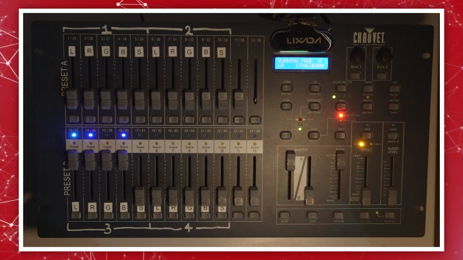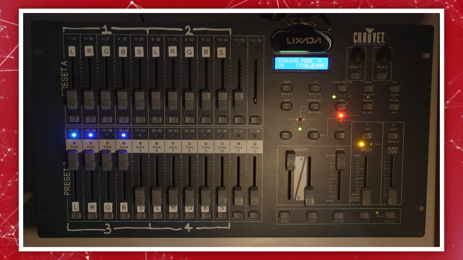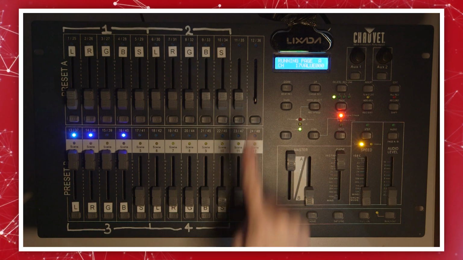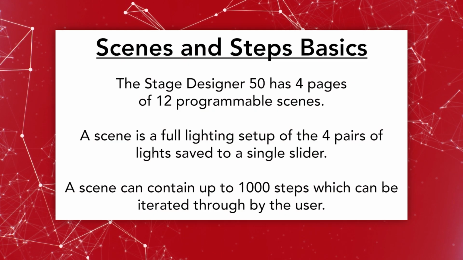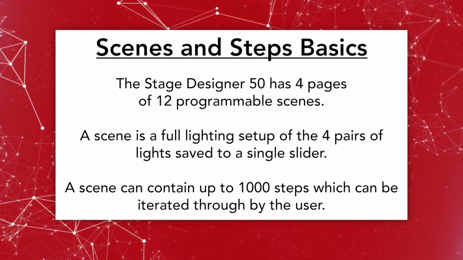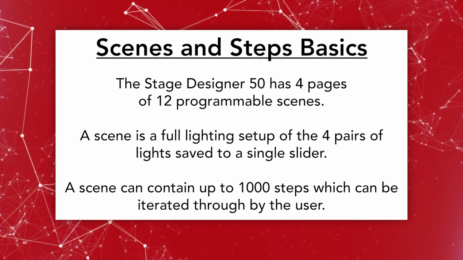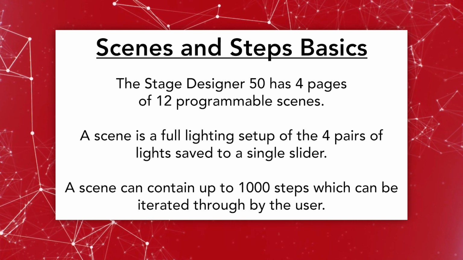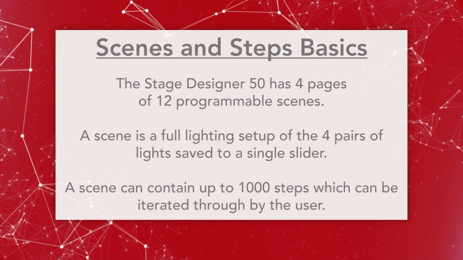With this knowledge, you can set up your custom lighting setup using these 20 sliders. Please note that when in lighting mode page A1 to 24, sliders 11, 12, 23 and 24 have no effect. The Stage Designer 50 has 4 pages of 12 programmable scenes. A scene is a full lighting setup of the 4 pairs of lights saved to a single slider. A scene can contain up to 1000 individual lighting setups or steps, which will be iterated through when the scene is turned on according to the speed and fade sliders.